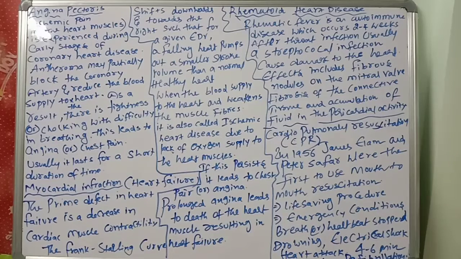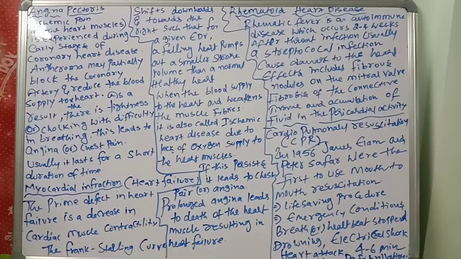In the previous class we discussed the stroke and hypertension. And before that, regulation of cardiac activity, double circuit circulation, and ECG. Now, angina pectoris.